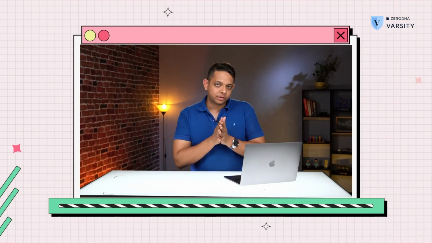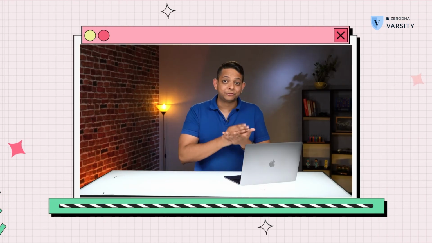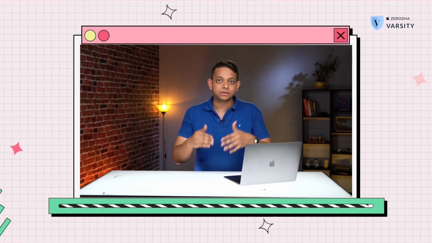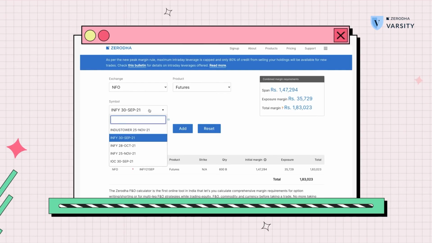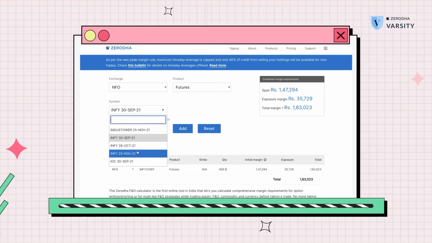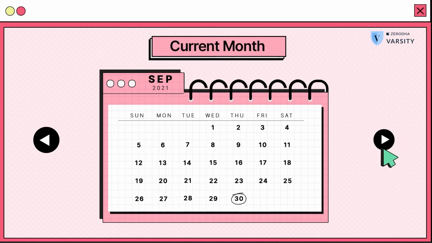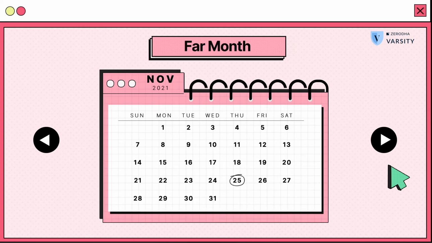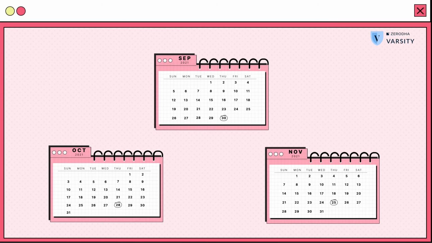Now, I'd like to show you one more thing. Our entire example was based on Infosys 30th September. Now, this is the current month expiry because September is right now. But if you click on the symbol list over here, you'll notice that there are two more contracts. There's 28th October Infosys and 25th November Infosys. What this basically means is that September is the current month. 28th October is the next expiry or the next month, also called the middle month. And then we have Infosys 25th November, which is the far month contract. So generally, you'll always see three expiries in futures and options, the current month, next month, and far month contracts.